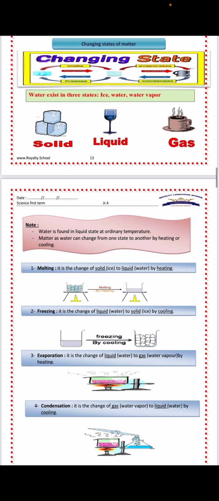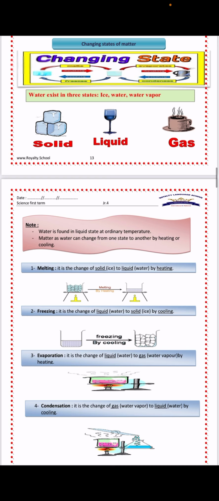Again, the solid substance can change into what? Into liquid by heating. And this process is called what? It's called the melting process. So the melting process is the change of the solid to the liquid by heating.